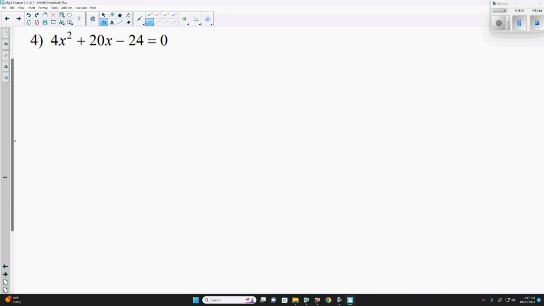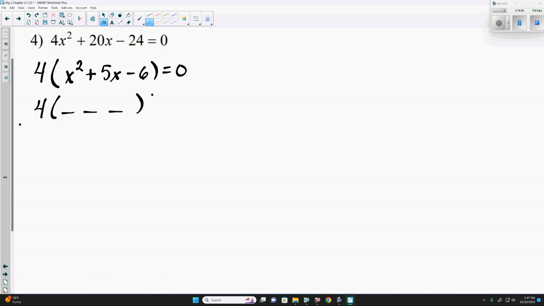So let's solve this one here. Is there a greatest common factor? 4. So we can factor it out, which would be x squared plus 5x minus 6. Now that we factored it out, we'll do our two sets of parentheses with 3 spaces. Now we need to find the sign. Since the third term is negative, our signs are different. They're opposite. One's going to be plus, one's going to be minus.